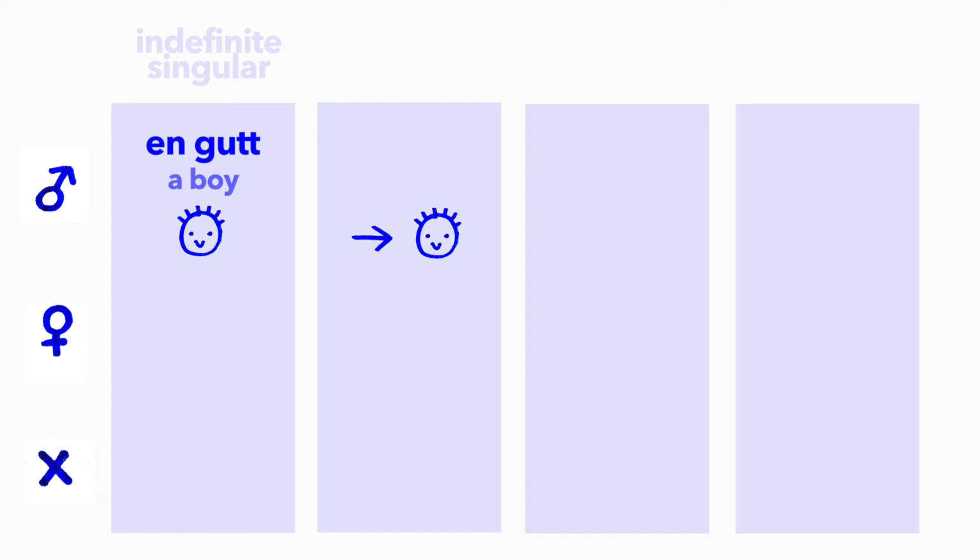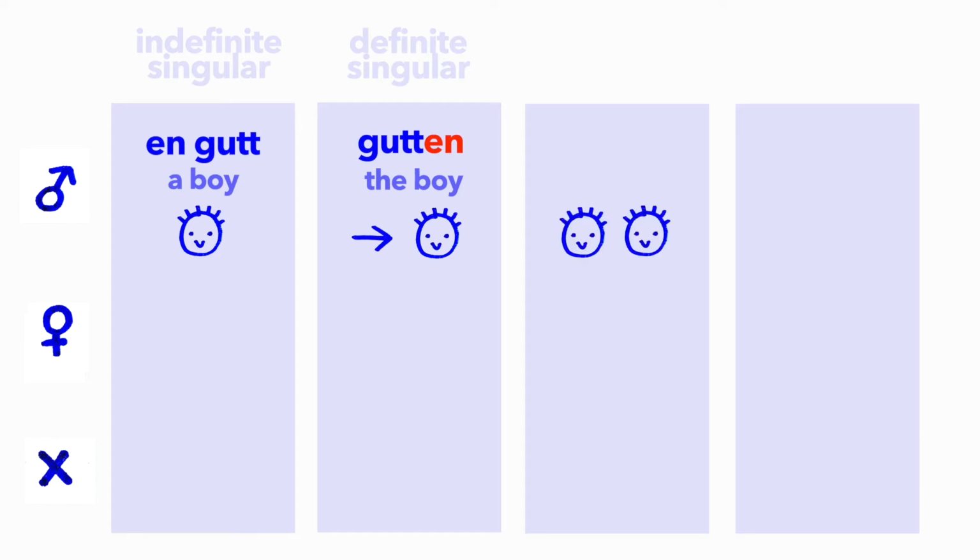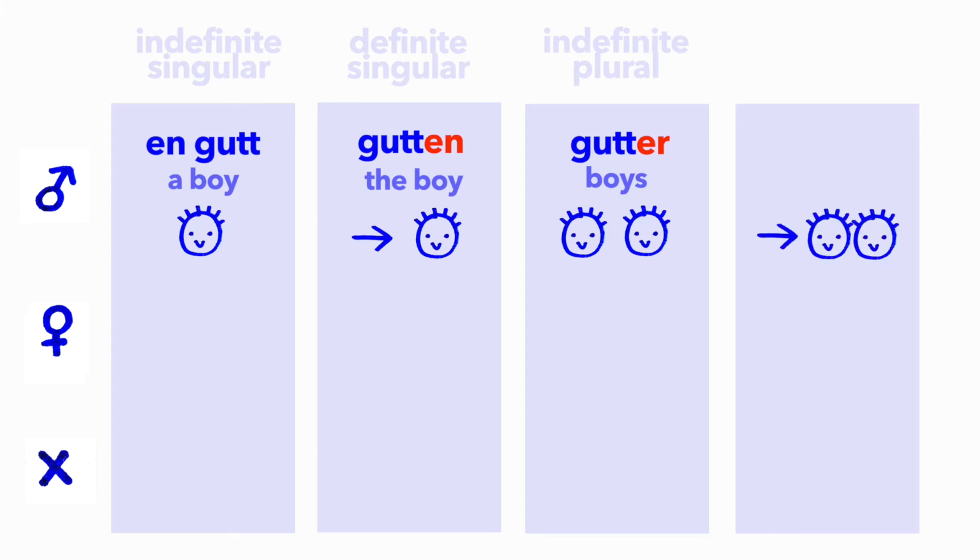For hankjønn, we have en gutt, a boy. If you're talking about a particular boy, it becomes gutten, the boy. You attach en at the end of the word. If you're talking about more than one boy, you say gutter, boys. You attach er at the end of the word. Finally, let's say you're talking about some particular boys. Then you say guttene, the boys. We just added ene at the end of the word.